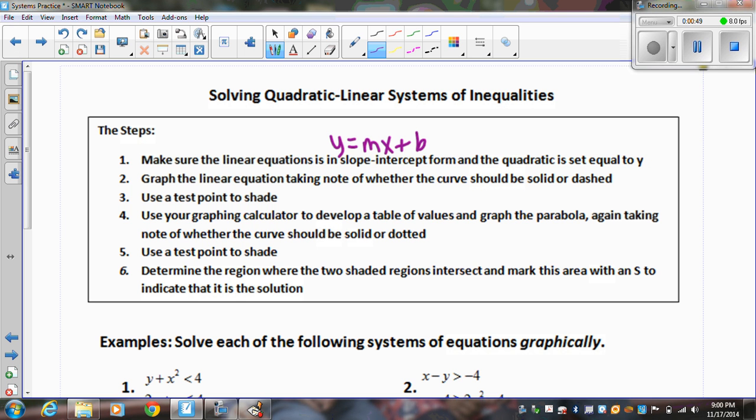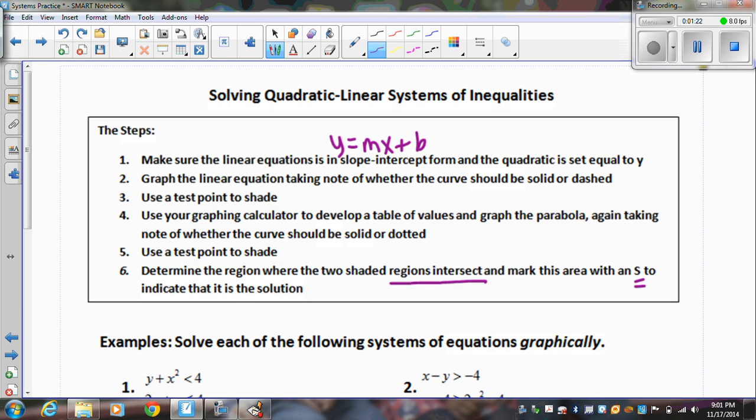You're going to graph the linear equation, taking note of whether the line should be solid or dashed. You're going to use a test point to shade in the appropriate direction. You're then going to go back and graph your quadratic. You should come up with a parabola. Again, decide if it's solid or dashed. You're going to use a test point to shade again. You're going to determine where the two shaded regions intersect, and you're going to mark this with an S. That is to indicate the solution.